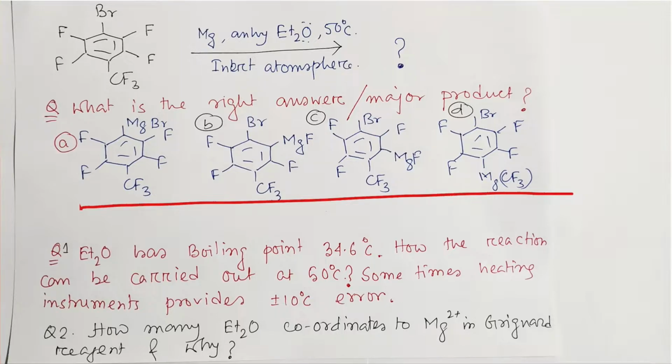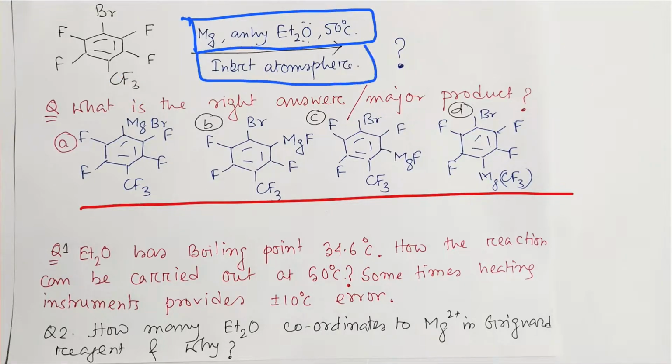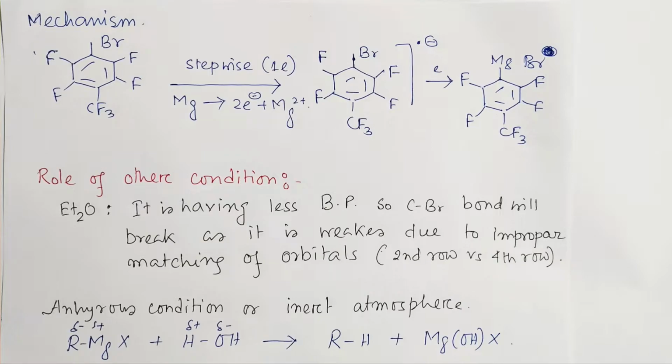Okay, so let's start. If you look at the question a little carefully, there are many carbon-halogen bonds, even a carbon-CF3 bond, and the reaction condition is magnesium, anhydrous ether, 50 degrees centigrade, in an inert atmosphere. What is this? This is nothing but a Grignard reagent preparation. So let's discuss. In the first step, magnesium releases 2 electrons to form Mg2+, and these 2 electrons stepwise reduce the alkyl or aryl halide, whatever.